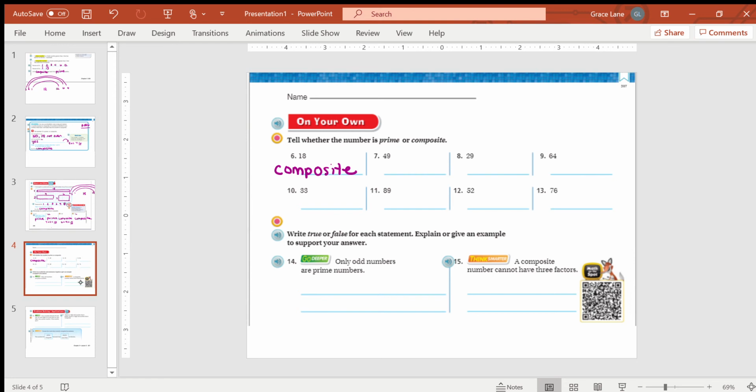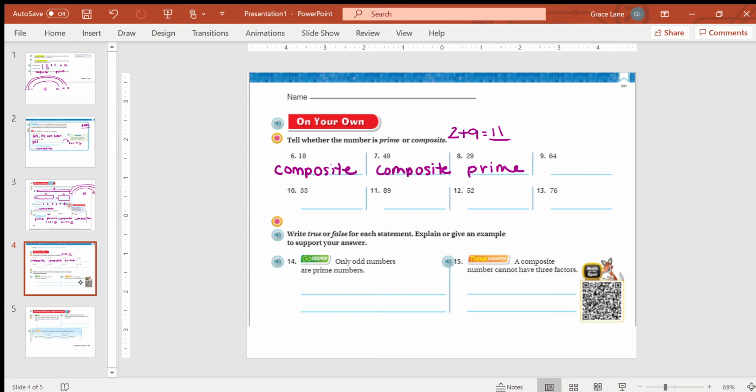Number 7 is also composite because I know that 7 times 7 is 49. 29, I'm thinking it's prime because I don't know any basic facts that equal 29. I also know it can't be divided by 2 because it's odd. And I know that if I add the digits, 2 plus 9, you get 11. And that cannot be divided by 3 or 9. So 3 and 9 can't be factors. So I'm pretty sure this is prime.